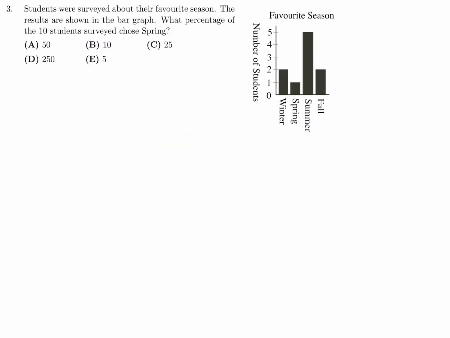Students were surveyed about their favorite season. Their results are shown in the bar graph. What percentage of the 10 students surveyed chose spring? So spring is here. It was chosen by just one student. So 1 out of the 10 students chose spring. And in terms of a percentage, that's 10%. So number 3, the answer is B.